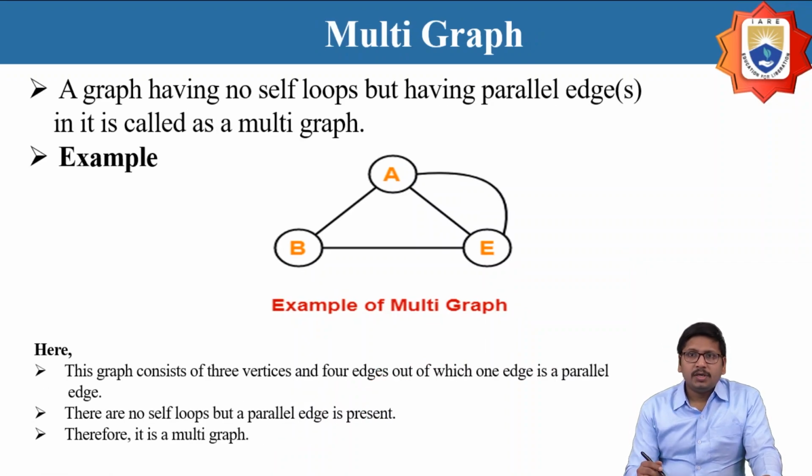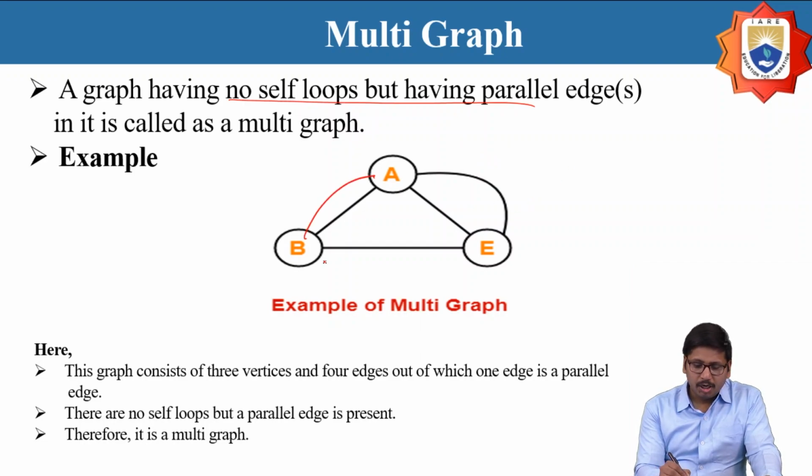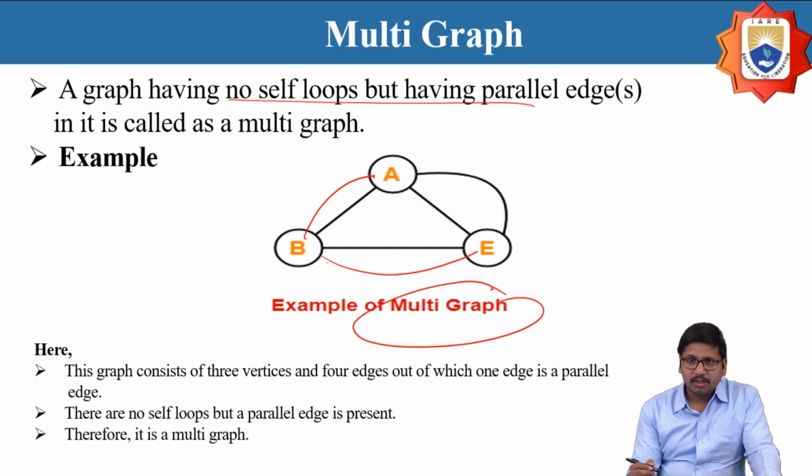And next, what is a multigraph here? A graph having no self loop but having parallel edges in it is called a multigraph. A graph which has multiple edges or parallel edges, I can say, is called a multigraph.